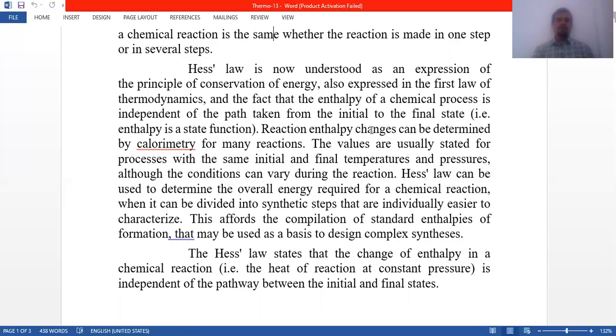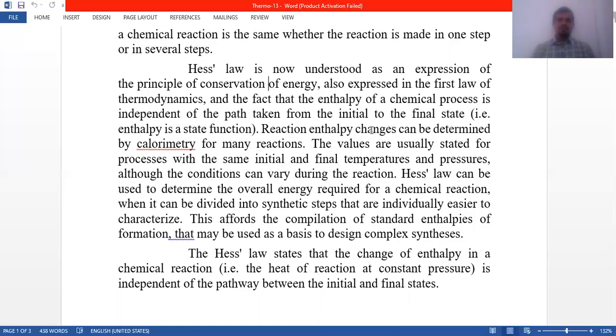Although the conditions can vary during the reaction, Hess's law can be used to determine the overall energy required for a chemical reaction when it can be divided into synthetic steps that are individually easier to characterize. This affords a compilation of standard enthalpies of formation that may be used as a basis to design complex synthesis.